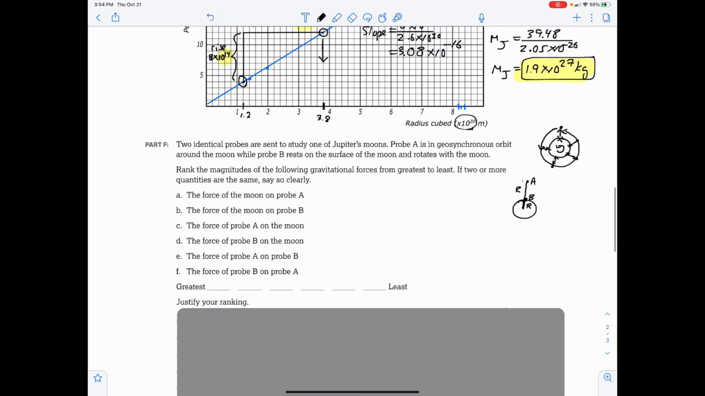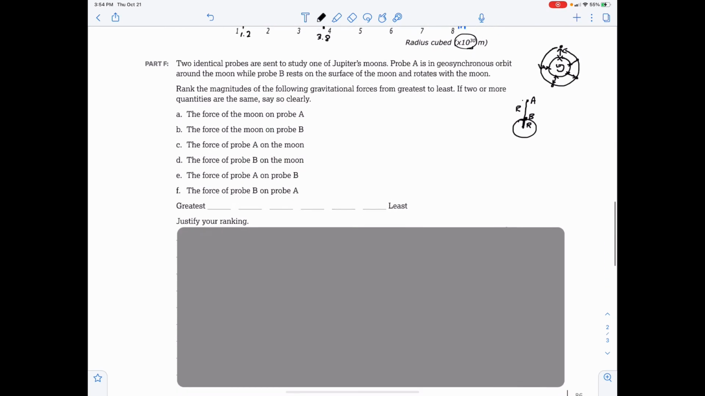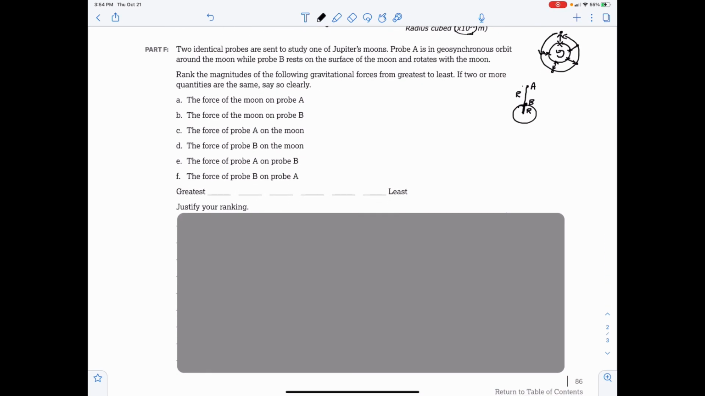Okay, rank the magnitudes of the following gravitational forces from greatest to least. If two are the same, clearly say so. Okay, it's always best to do your justification before you do your ranking. So let's take a look at our analysis here.